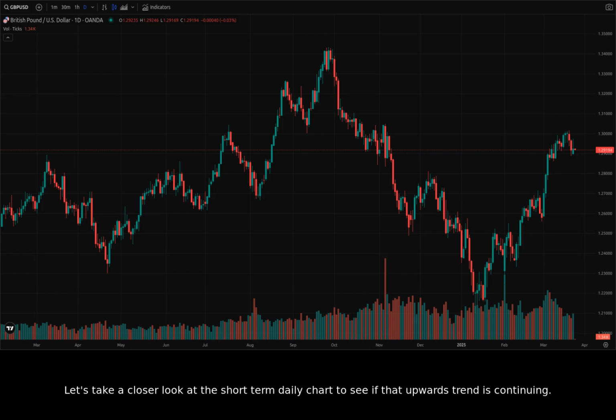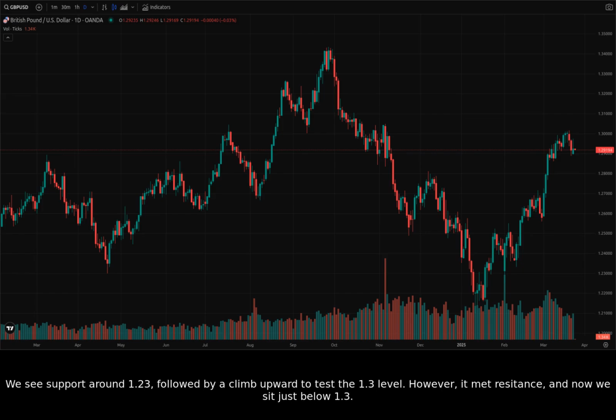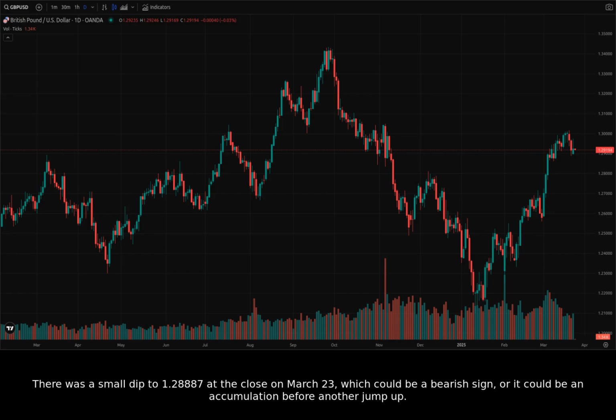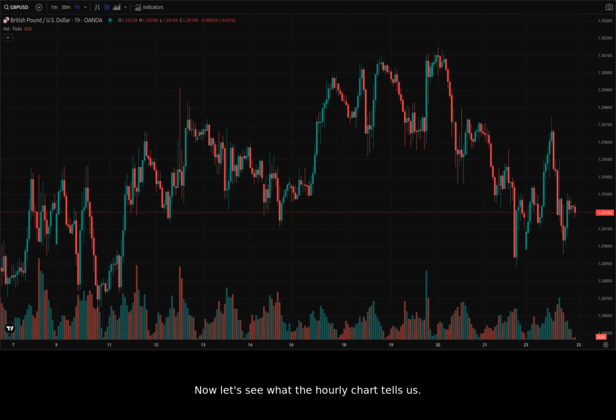Let's take a closer look at the short-term daily chart to see if that upwards trend is continuing. Zooming in on the daily chart between January and March 2025, we can see significant volatility. We see support around 1.23, followed by a climb upward to test the 1.3 level. However, it met resistance, and now we sit just below 1.3. There was a small dip to 1.28887 at the close on March 23, which could be a bearish sign, or it could be an accumulation before another jump up. Now let's see what the hourly chart tells us.